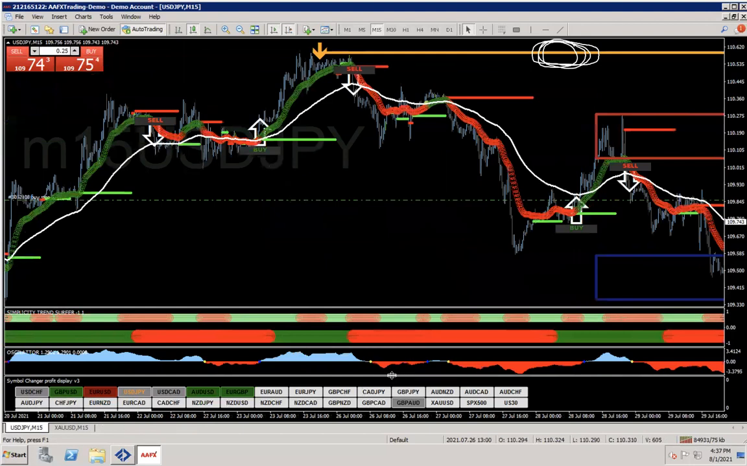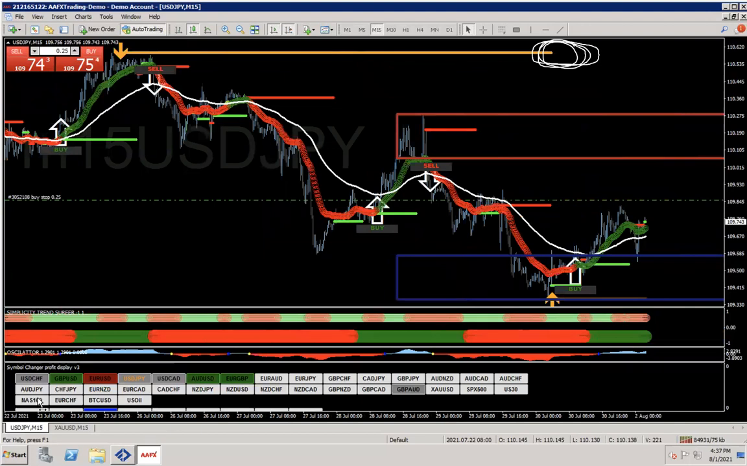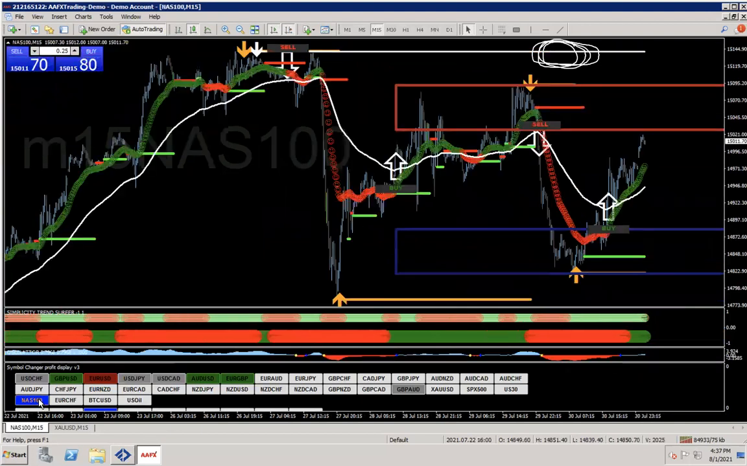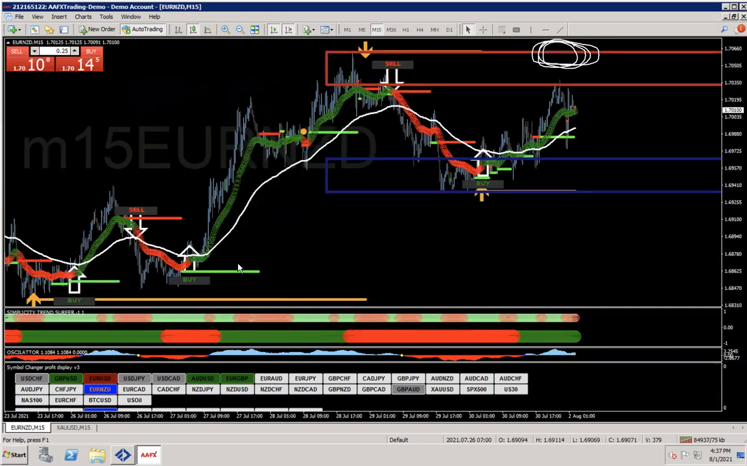Looking at, let's look at the indices right quick. This is pretty much exhausted. I wouldn't trust it. Not on a 15-minute. It's too unstable at this point. Your NZD, same here. It's exhausted.